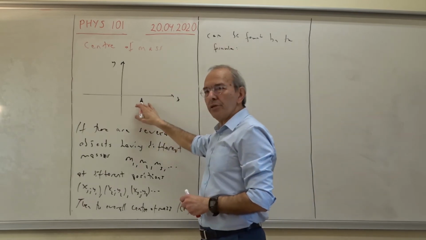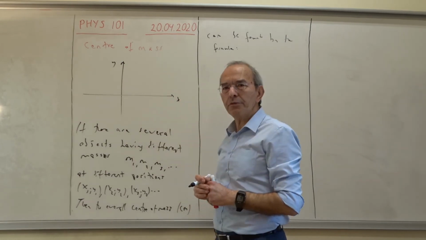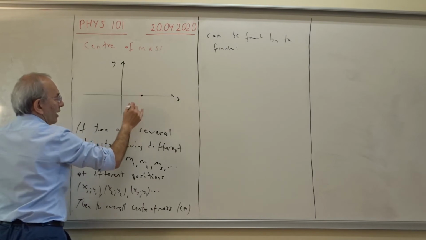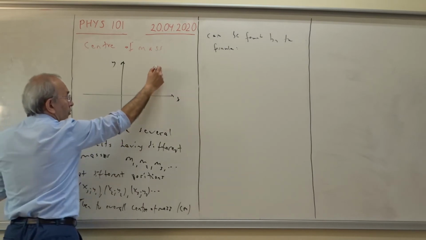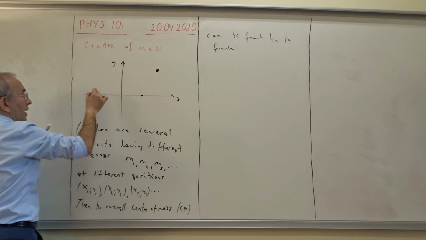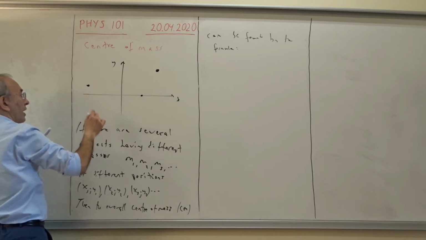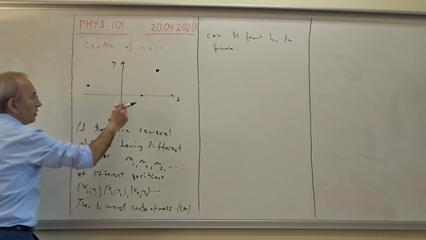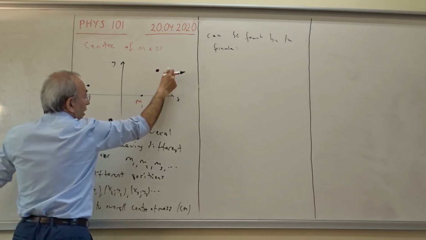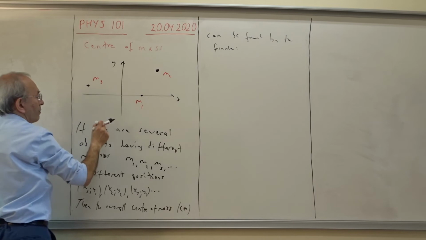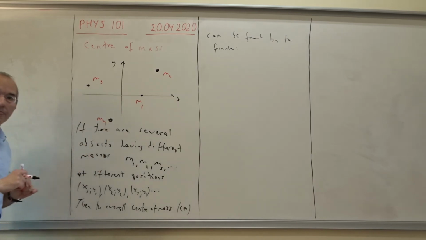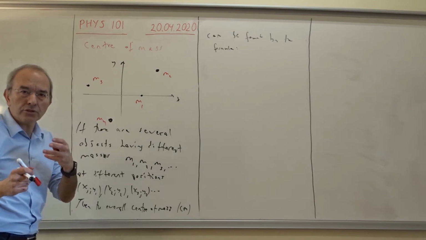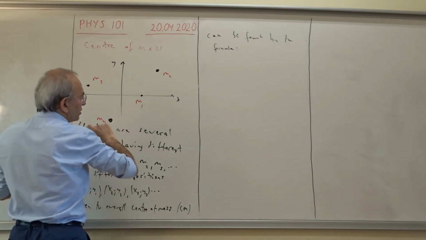For example, let me complete the picture. For instance, let's say we have an object here, maybe a larger object there, a bit larger object there, and finally, a bigger object, the biggest one here. So these are masses M1, M2, M3, M4. Each of them has its own coordinates.